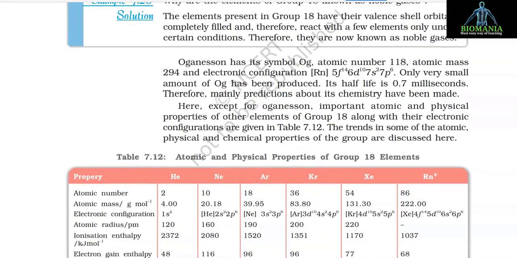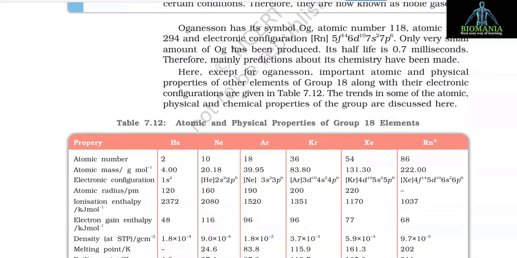Oganesson has the symbol Og, atomic number 118, atomic mass 294, and electronic configuration [Rn] 5f14 6d10 7s2 7p6. Only a very small amount of oganesson has been produced. Its half-life is 0.7 milliseconds. Therefore, mainly predictions about its chemistry have been made.